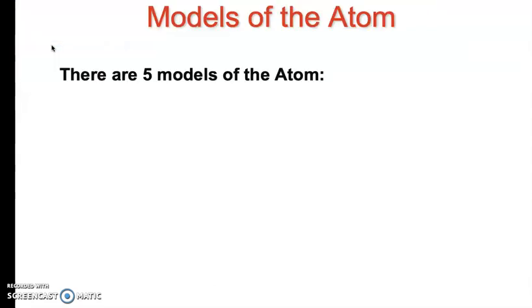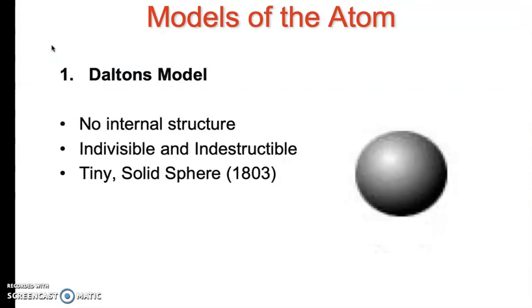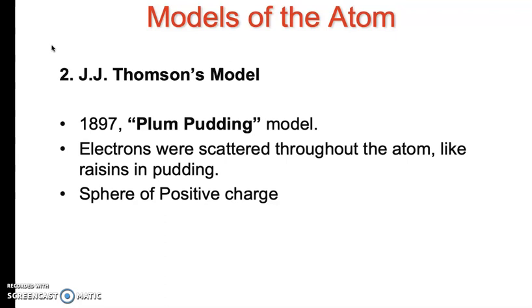Now, there's 5 basic models of the atom. Just to review, let's look. There was Dalton's model, which had no internal structure. It was indivisible, indestructible, and it was a tiny solid sphere. Okay, then we had J.J. Thomson's model. After he discovered the electron, he determined that the electrons are spread out like plum pudding.